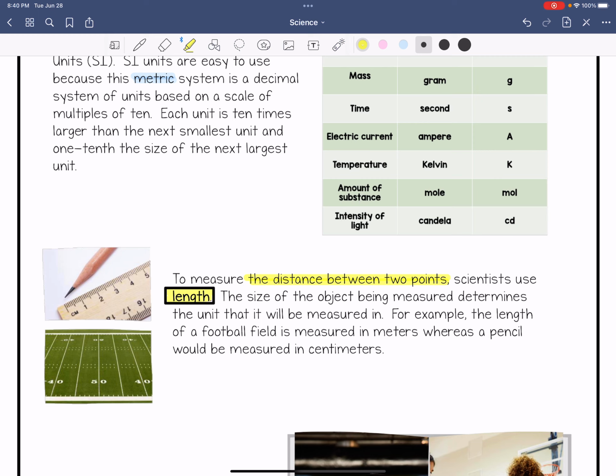The size of the object being measured determines the unit that it will be measured in. For example, the length of a football field is measured in meters, whereas a pencil would be measured in centimeters. And I want to go ahead and highlight another word part, and that is centi. And I tell you what, let's go ahead and highlight the word meter as well.